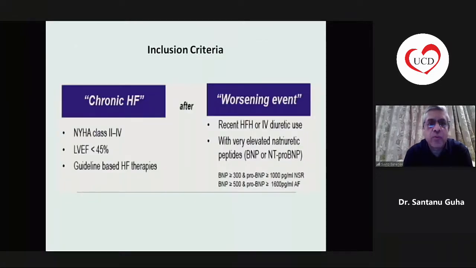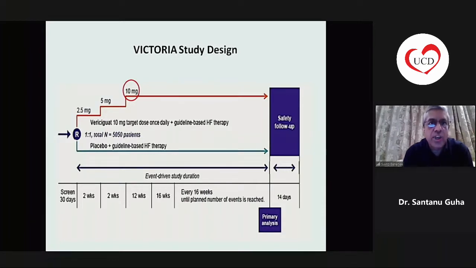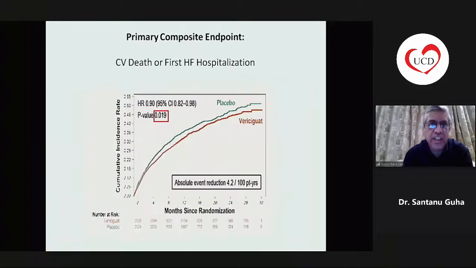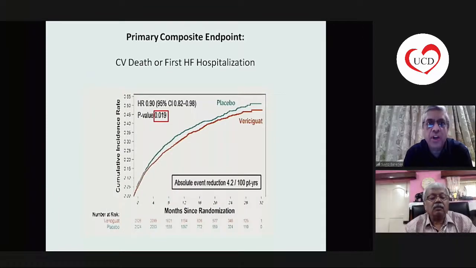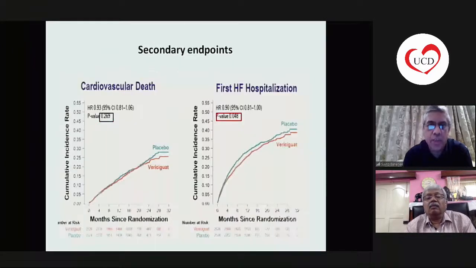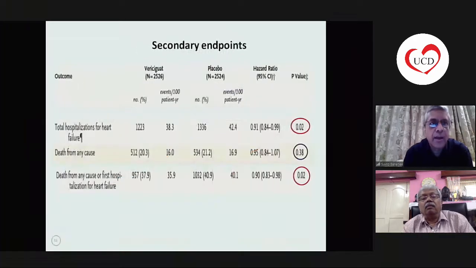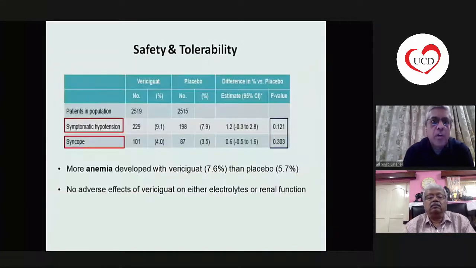In the study, patients with chronic heart failure, NYHA class 2 to 4 symptomatic, and ejection fraction less than 45% were considered if they had a recent worsening heart failure event. Vericiguat was titrated up to 10 milligrams a day and compared with placebo, and the primary composite endpoint, which is cardiovascular death or heart failure hospitalization, was significantly reduced with vericiguat compared to placebo. But this was driven mainly by a reduction of first heart failure hospitalization. And there are other secondary endpoints. But I would like to say that the drug was quite safe and tolerable. There was a higher incidence of symptomatic hypertension and syncope in patients on vericiguat, but this was not statistically significant.